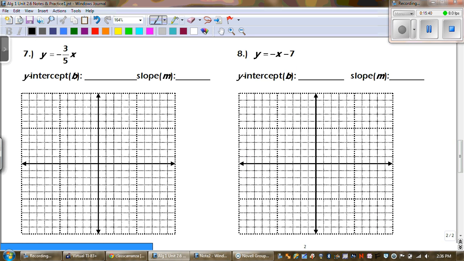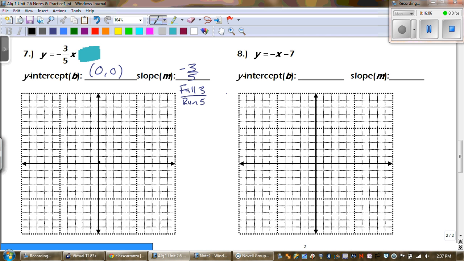What's my y-intercept? Mr. Grice, there's no number over there. I know there's no number. So when there's no number, it's 0. Okay, and then it's -3/5, which means we have to rise or fall. Hopefully you're saying fall. We have to fall 3 and run 5.